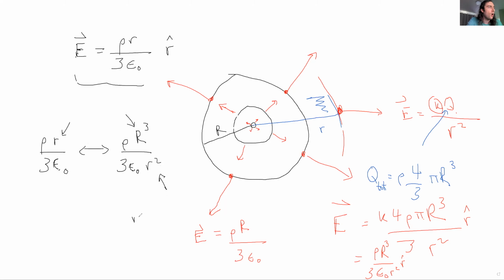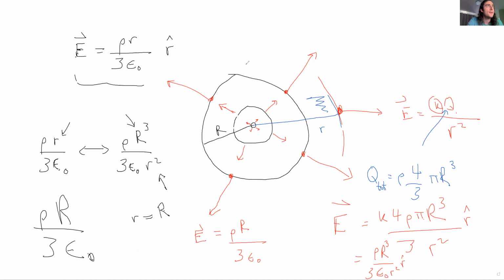If I plug in R equals big R, do I get the same answer? Do I get the same answer on the left as I get on the right? The answer is yes. If I plug in little r, I have rho big R over 3 epsilon naught for both of these answers. Perfect. That means the electric field is continuous.